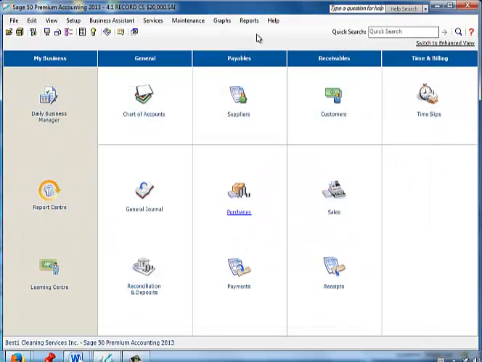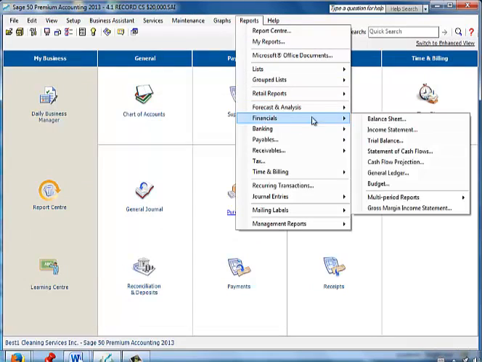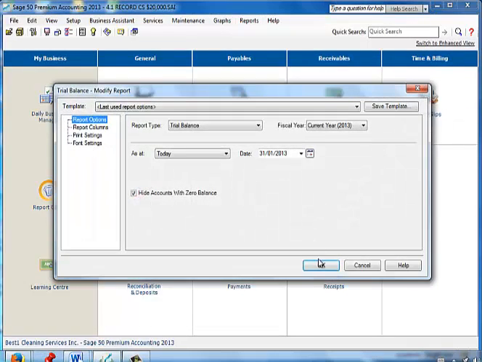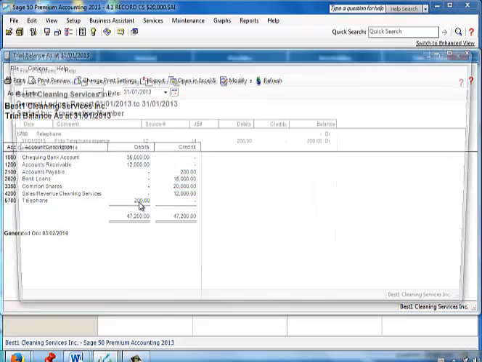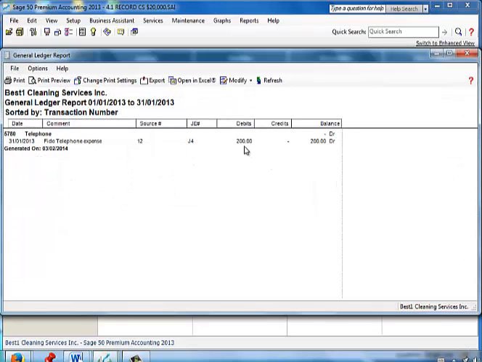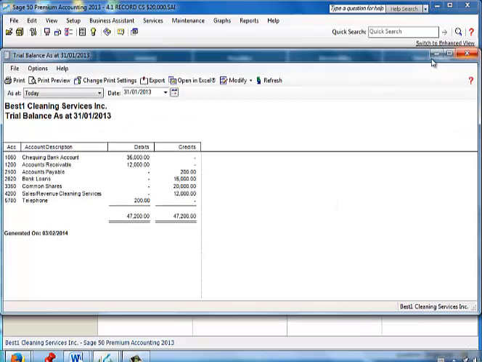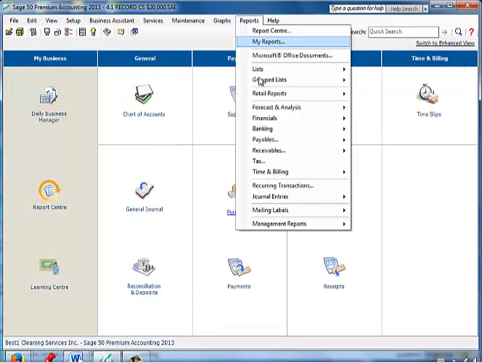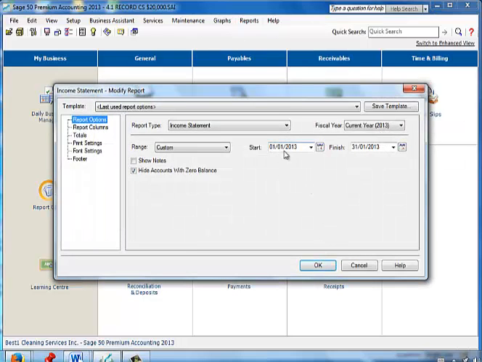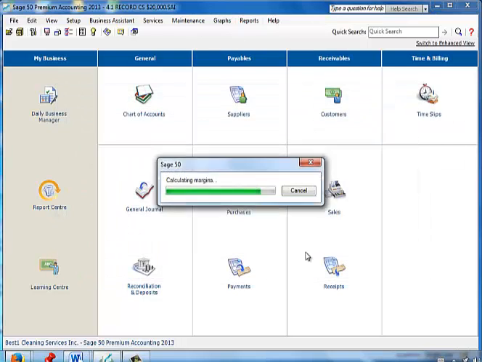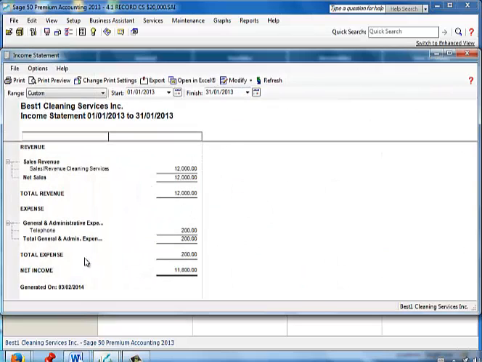It's been posted. I go to reports, I go to my financials, go to my trial balance. My trial balance will always be in balance. Eventually, you don't even need to look at that any longer. We have our expense here of $200. If I click on this, it will show me my general ledger, debit balance of $200. The whole idea of this simple exercise was to demonstrate that when I prepare my income statement, from January to December, always a period in time, always for a period from to.